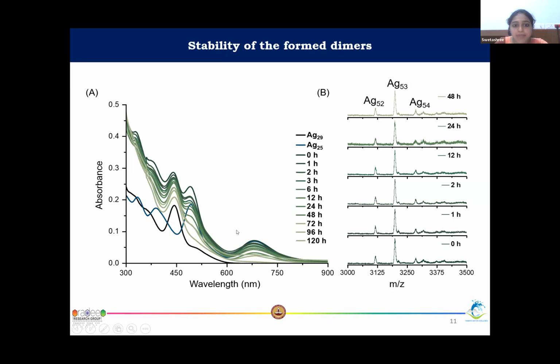Sinchan's question is very valid, because in the droplet anything can happen. Maybe it is forming a covalent bond between the clusters, as shown by your theory. And after 48 hours, maybe it is not forming because in acetonitrile Ag29 is not stable. So the second component is not at all there in the solution, so it is not in the droplet either. That's why the dimer is not forming.